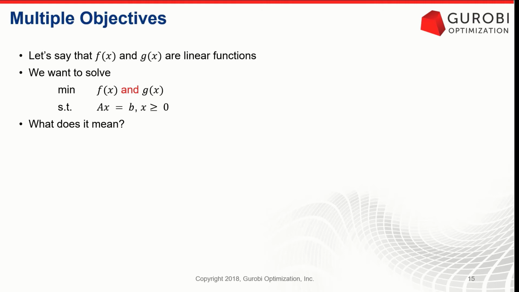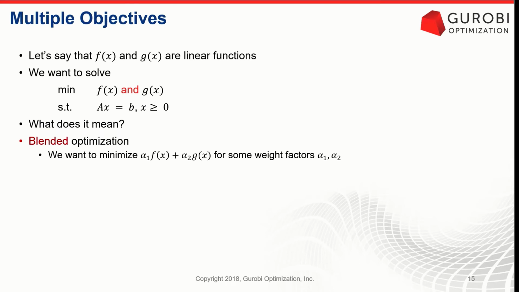Gurobi's interface for multiple objectives offers two ways to interpret this AND. One is blended optimization. Here, if we have some scaling factors alpha 1 and alpha 2, we would optimize the function alpha 1 times f of x plus alpha 2 times g of x. So if alpha 1 and alpha 2 are both 1, then we just minimize the sum of the two. This is also the right way to formulate it if you want to minimize with respect to f and maximize with respect to g: you would choose the weight factor alpha 2 as -1, for example.